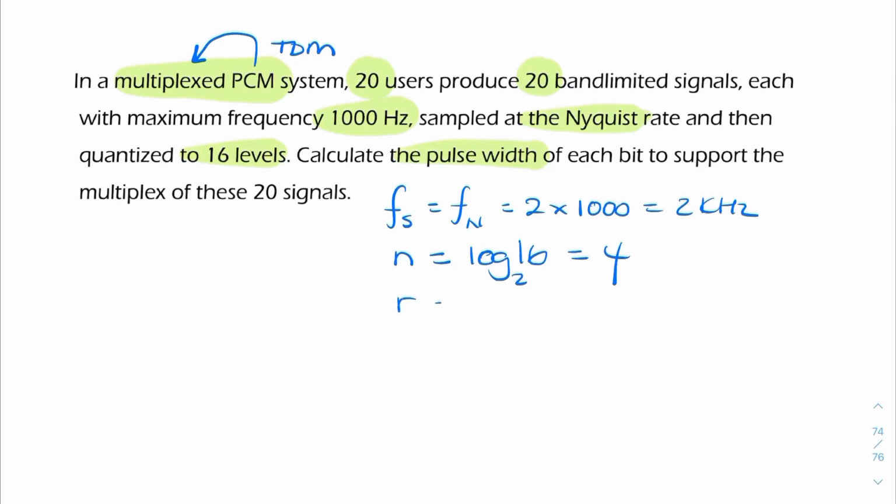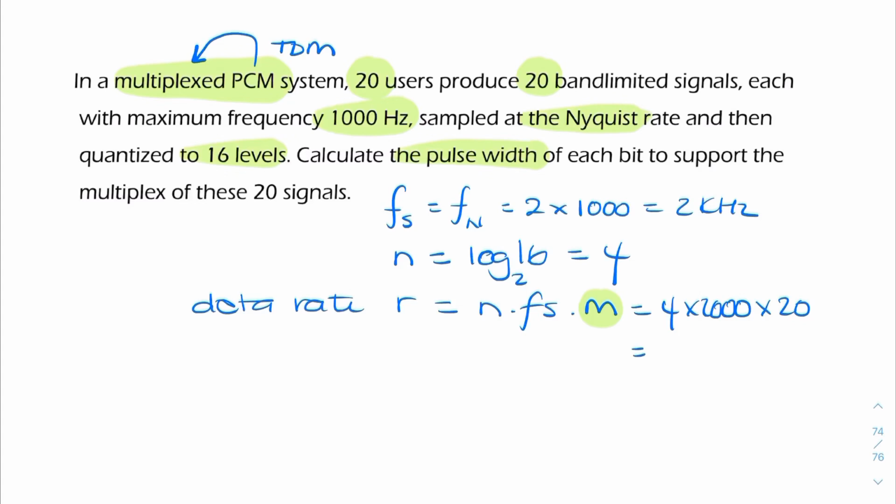So the data rate, R, will simply be N times Fs multiplied by the number of channels. Let's call that M, the number of channels. So it's 4 times 2000 times 20, which is 160 kilobits per second. So that's your data rate. That's how many bits per second.